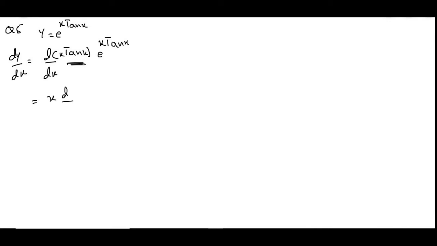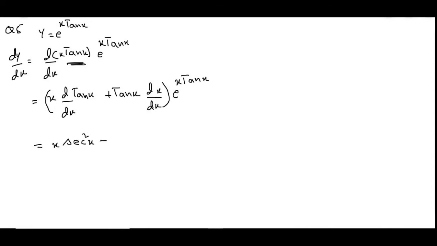x d by dx, which is tangent x, plus tangent x and the derivative of x. e raised to power x tangent x. So x times the derivative of tangent x is secant square x, plus tangent x and the derivative of x is 1. So here our differentiation is now complete and we are just going to simplify it.